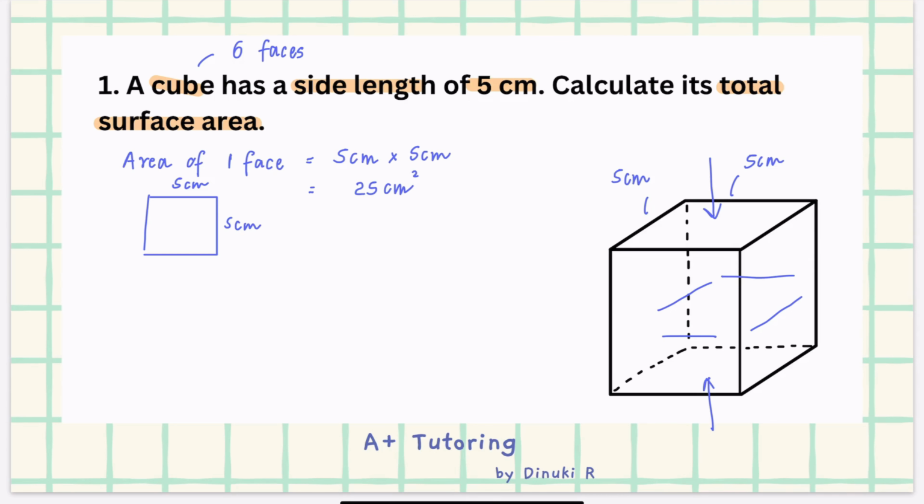Now, what did we figure out before? A cube has 6 faces, so total surface area will equal 6 times what we figured out just then. 6 times 25, right? And you can do that multiplication on the side. If it's hard to do it in your head, 6 times 5 is 30, so put the 0, carry the 3. 6 times 2 is 12, plus 3 is 15. So your answer is 150 centimeters squared.